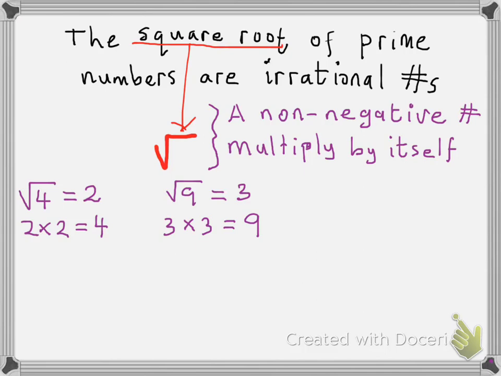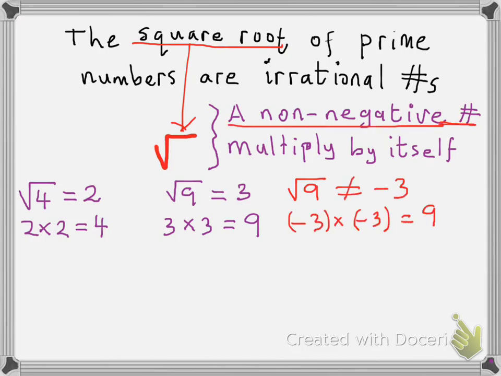Similarly, the square root of 9 is 3, because 3 times 3 is 9, and 3 is a non-negative number. On the other hand, you will remember that negative 3 times negative 3 is also 9. But the square root of 9 is not negative 3, because by definition, the square root of a number has to be non-negative. Okay, so that's why the square root of 9 is not negative 3.